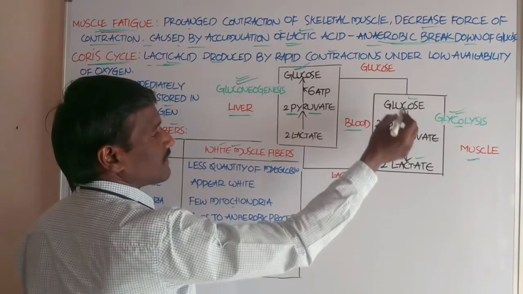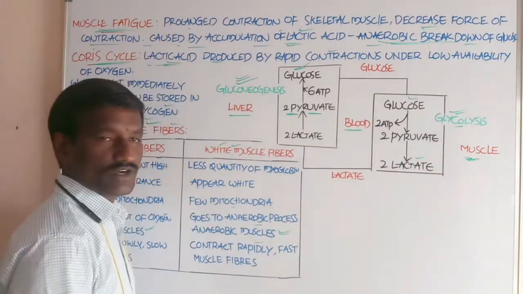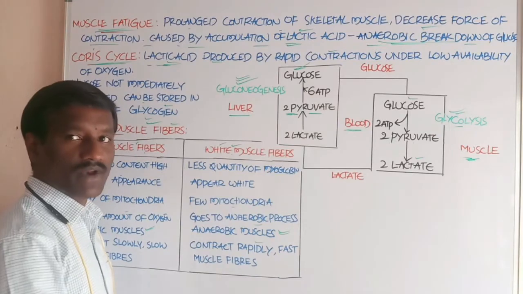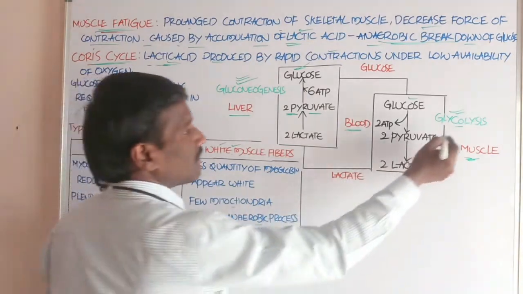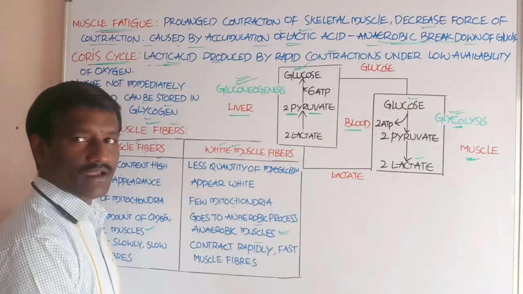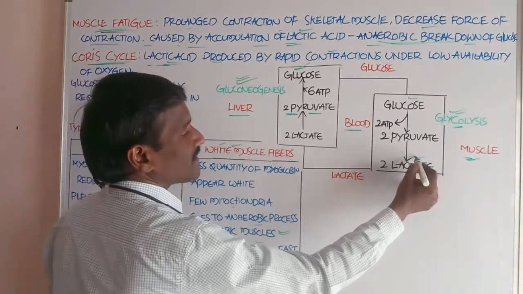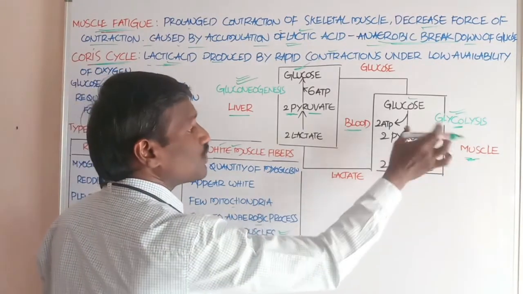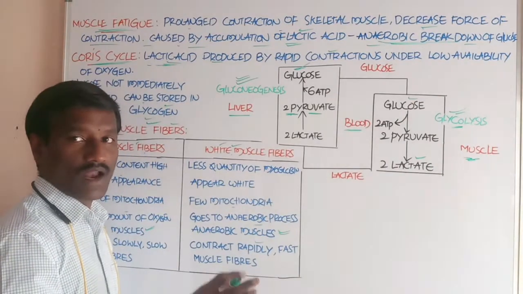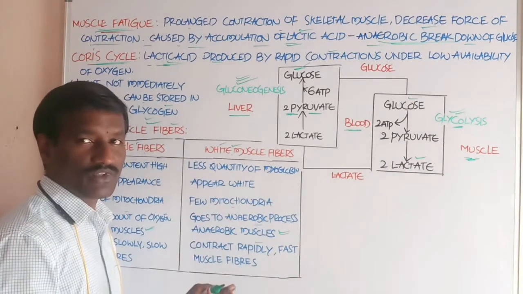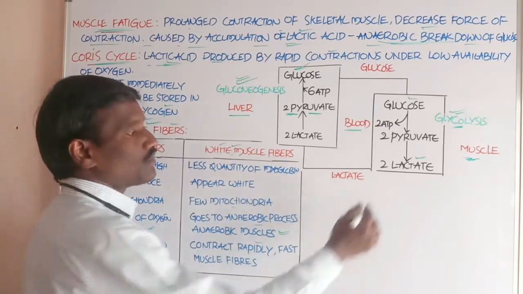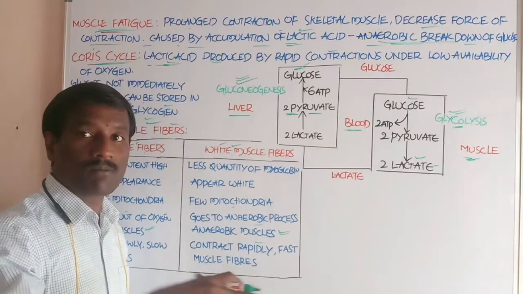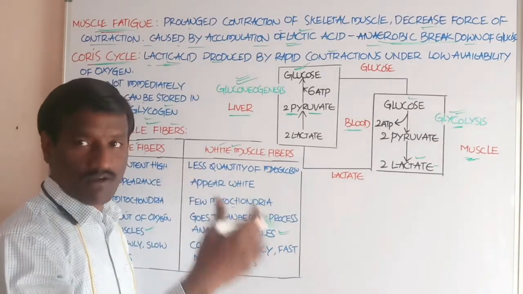Student, in the muscles, glucose is converted into two pyruvates. Glucose is broken down into two pyruvates. That process is called glycolysis. And from the two pyruvates, two lactates are produced. Two lactates are produced in the muscle when it goes into anaerobic breakdown of the glucose molecules. When it goes into anaerobic respiration, two lactates are produced. It is formed at the time when the muscle goes into rapid contraction.